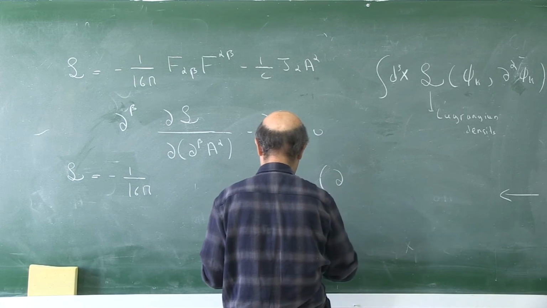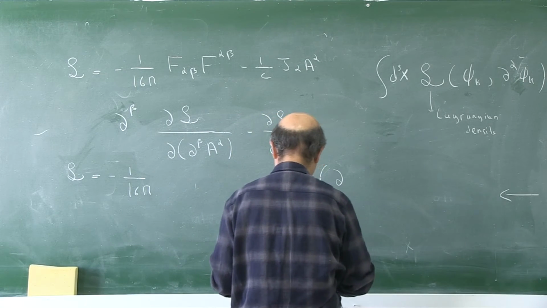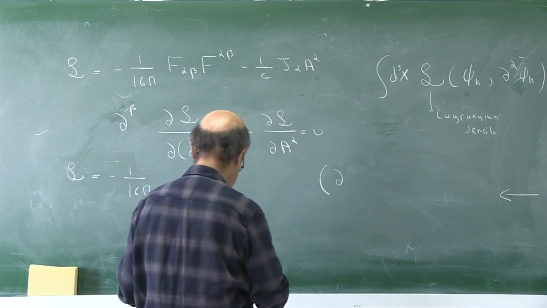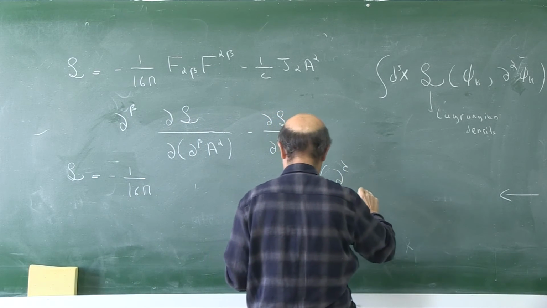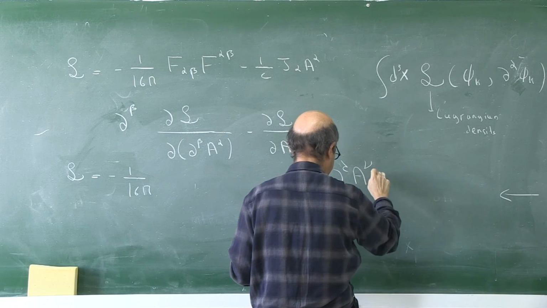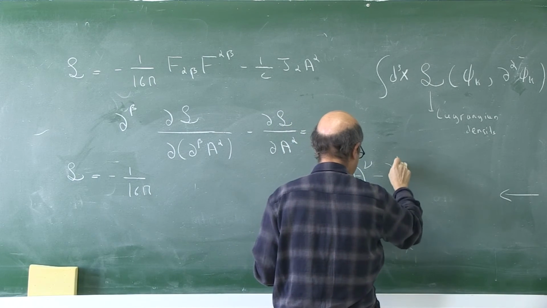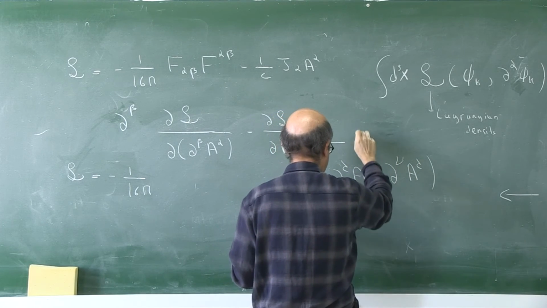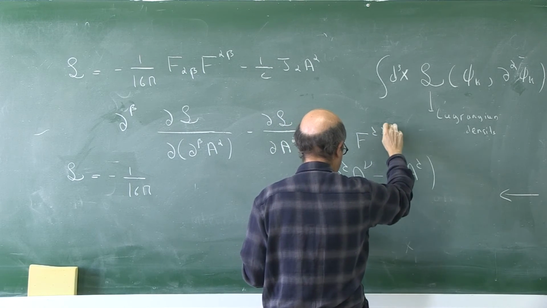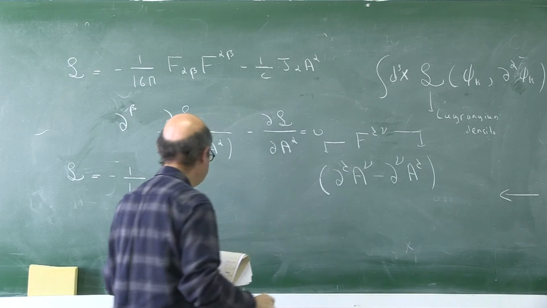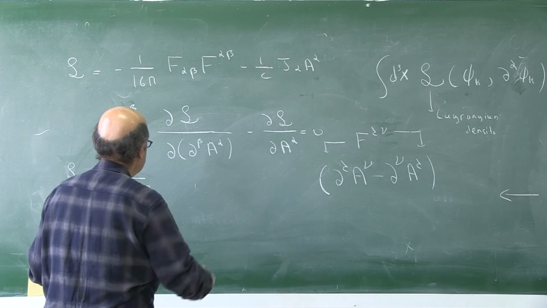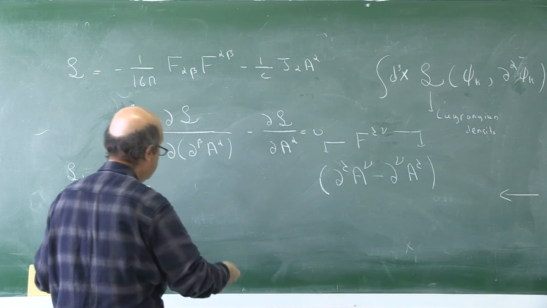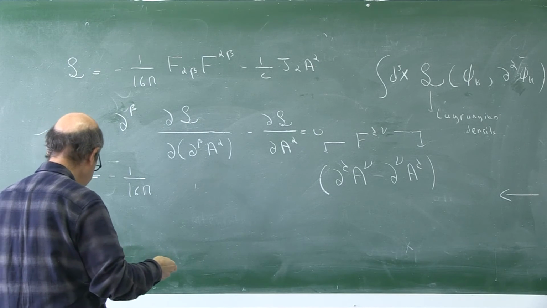Del lambda A mu minus del mu A lambda. So this is F lambda mu, which corresponds to alpha beta. If this is lambda mu, this term should be F lambda mu with the downstairs indices.